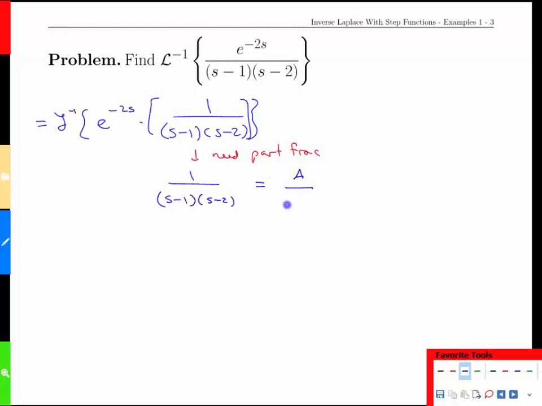that could be rewritten as a over s minus 1 plus b over s minus 2. If we cross multiply like crazy, we would end up with this form here. And that we can easily solve for a and b. What we can do is let s equal 2, for example. That would give us 1. It would wipe that out, and we'd have b.